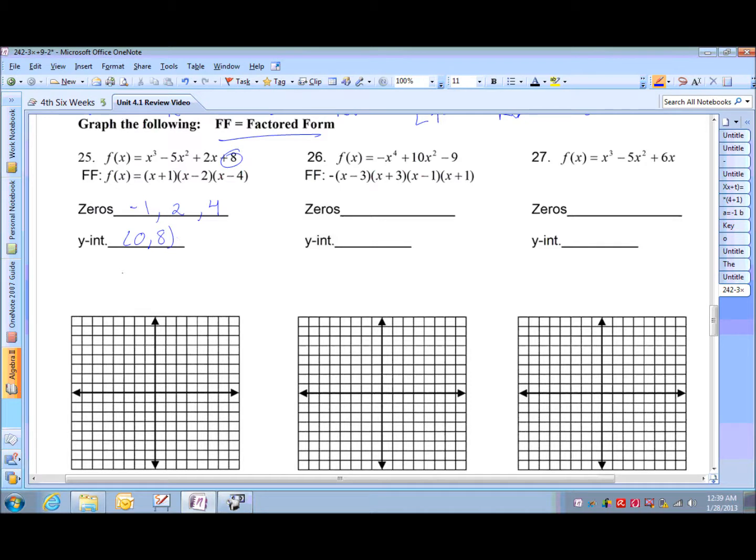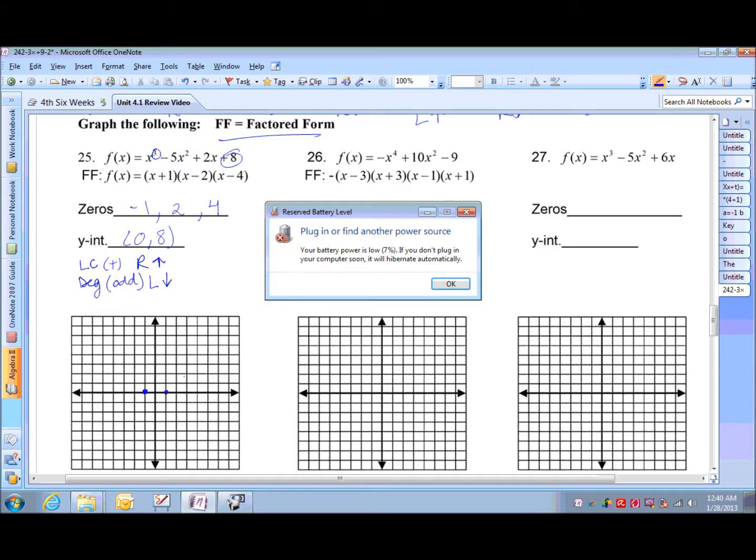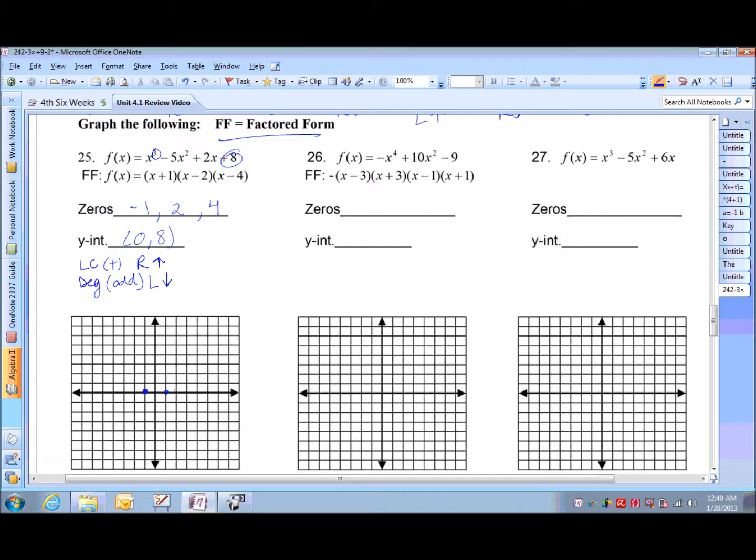Okay? And then we need to look at the right and left tendencies. So we look at the leading coefficient, and the leading coefficient is positive because it's 1. Okay, so the right is going to rise. And the degree is 3, so it's odd. So the left is going to have an opposite tendency from the right, so that means the left is going to fall. So now we plot our zeros at -1, 2, and 4. That was at -1, 2, and 4.